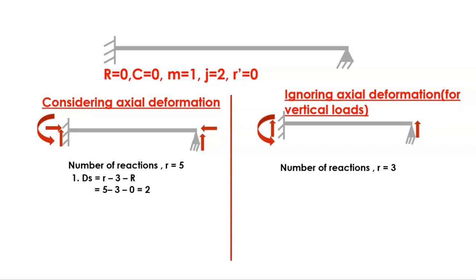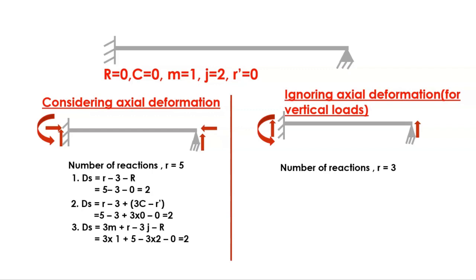Now ds equals small r minus 3 minus capital R. Small r is 5. So substituting we'll get 2 for the first formula. From the second formula, r minus 3 plus 3c minus r dash, we'll get the value as 2. And from the third formula, 3m plus r minus 3j minus R, you get the value as 2. Now similarly, when we ignore axial deformation, we get the value of ds as 1. And in the second formula also, we get the value of ds as 1.